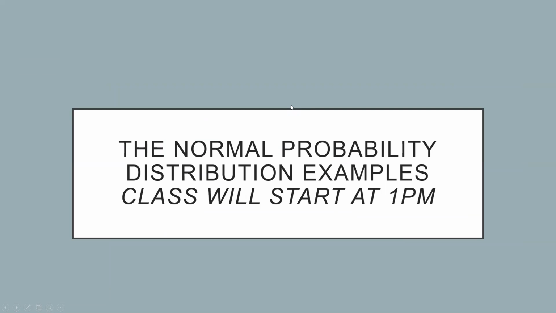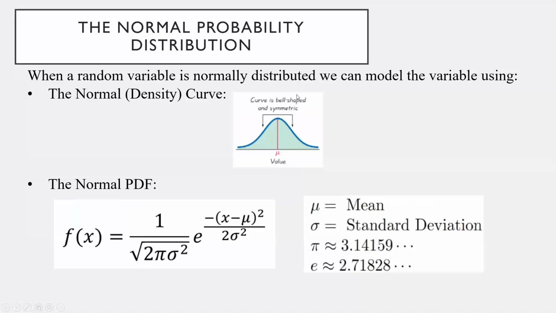So today's lecture is going to be more about the normal probability distribution. This is from last class. These exact slides are from last class. At the end of class, we described this thing called the normal density curve. And it looks like this bell-shaped distribution. Do you guys remember?